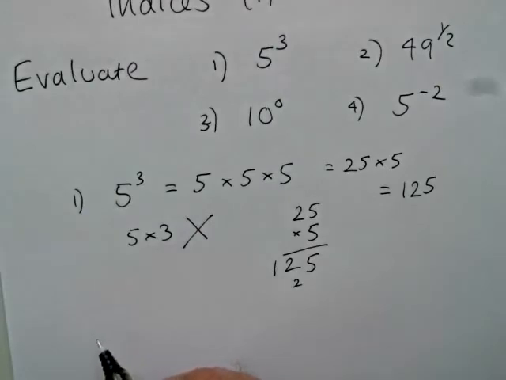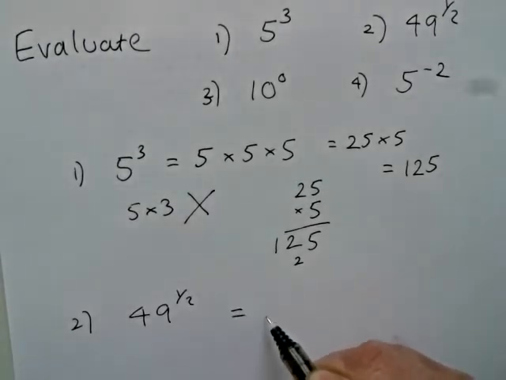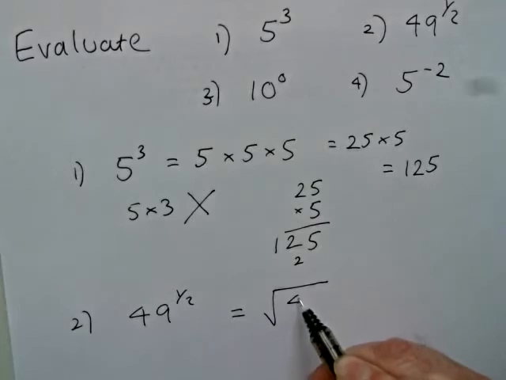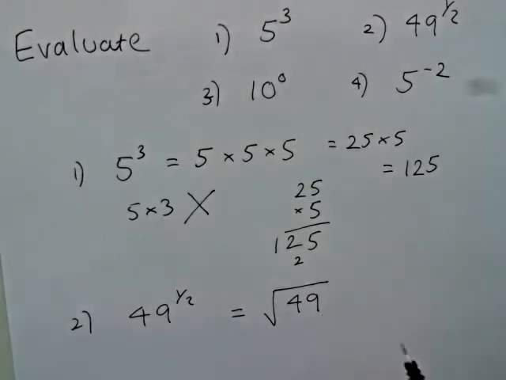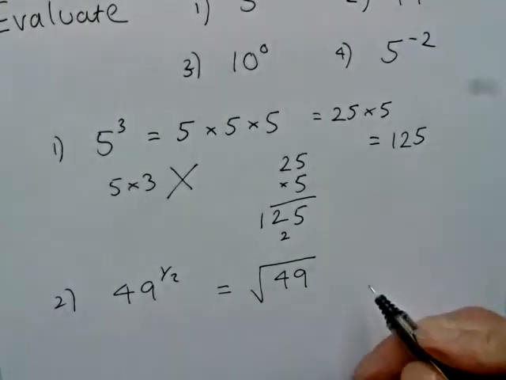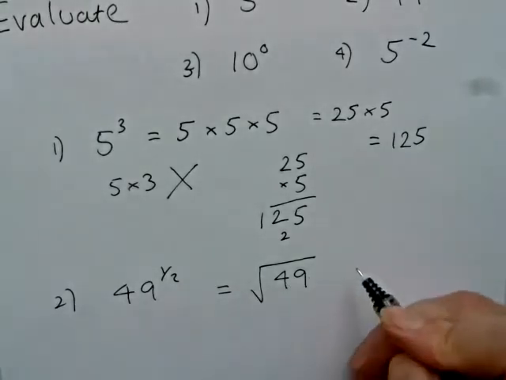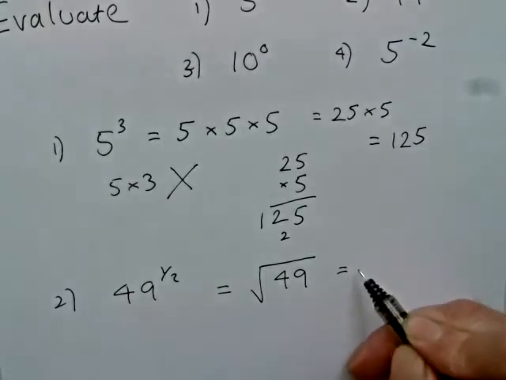Okay, number 2. 49 to the half. What does that mean? Well, what it actually means, and really you just need to remember this, it means the square root of 49. I won't go into the reasons why, but it's one of those things that if you learn it and remember it, you'll get rewarded with a mark, and a fairly simple mark. So the square root of 49 is 7.